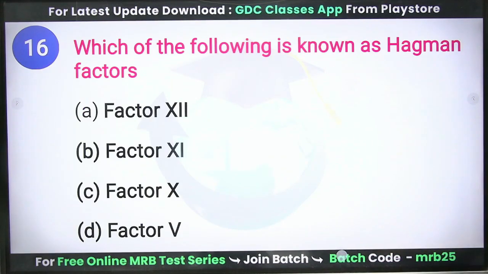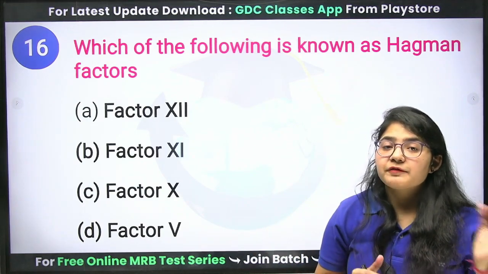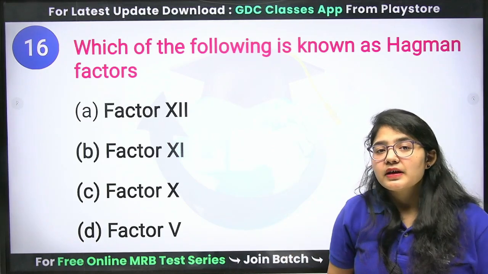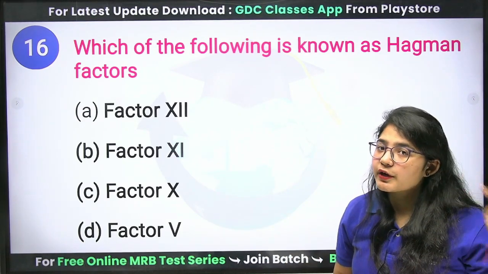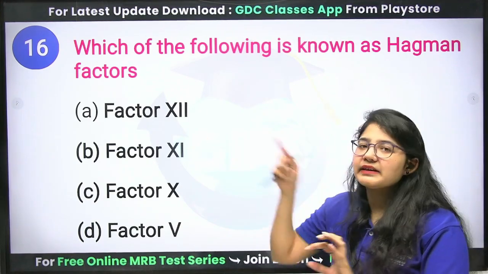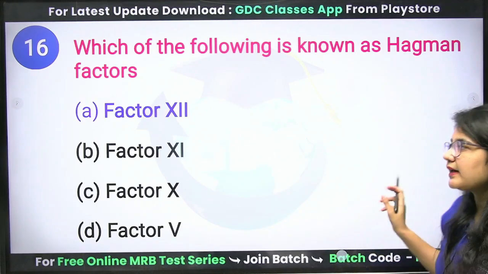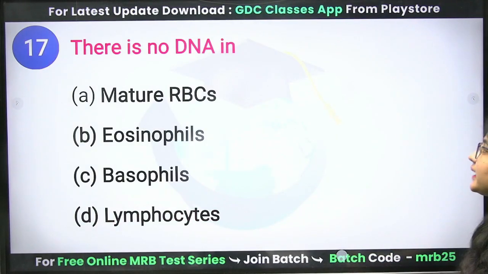Which of the following is known as Hageman factor? After anti-hemophilic factor, factor number 12 is your Hageman factor. These are the last 3 words of your trick, and the "have" represents your Hageman factor, that is factor number 12. Clear?